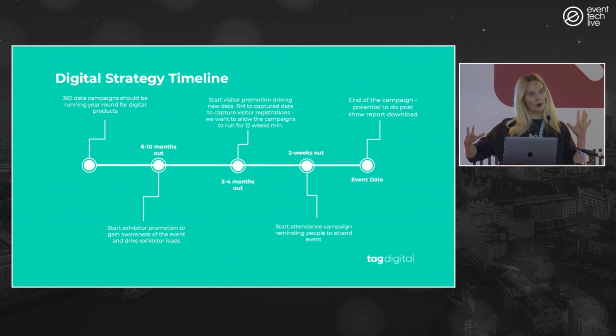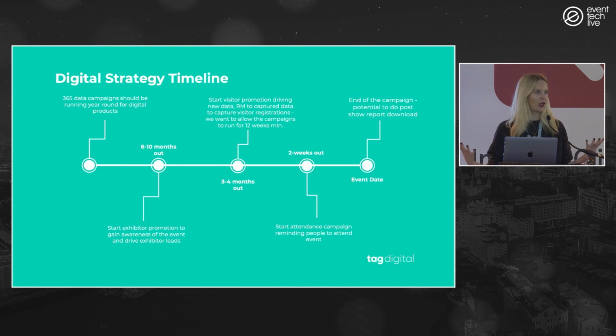2 weeks out is where we spend the majority of our budget. So what we found, again, kind of was getting to this stage, but even highlighted even more so at the end of the pandemic, decision making is coming really, really late. So before we'd always say kind of 2 weeks is when we want to have a big push, but now we're seeing that's even going to the last week before the event. So massive push on budget, massive push on spend, and reminding people to attend the event.